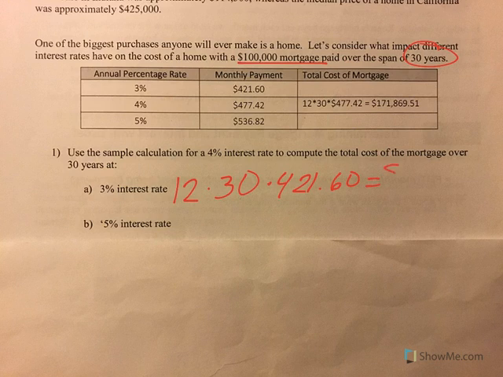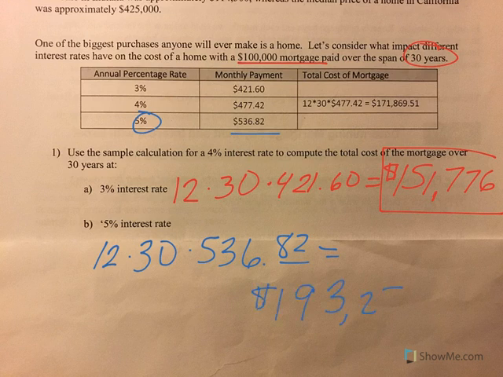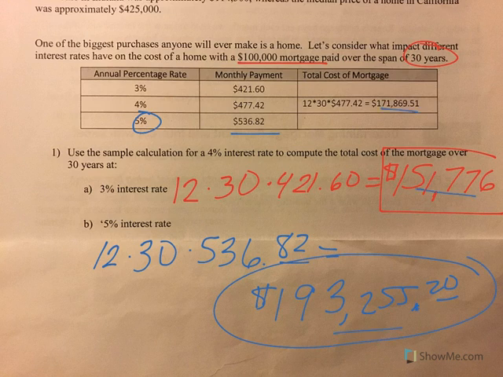So the 3% interest is $151,776, right? More than $20,000 less than the 4%. And then for 5%, we would still take the 12 times 30, and now we're multiplying by $536.82. Because again, higher interest rate, higher payment. So when I multiply those together, I get $193,255.20. Remember, these numbers here, these are your payback numbers.